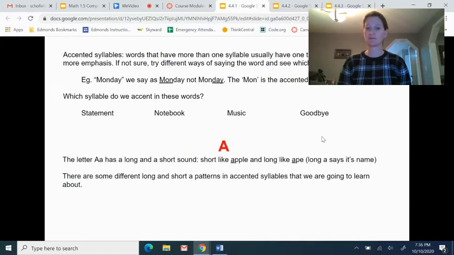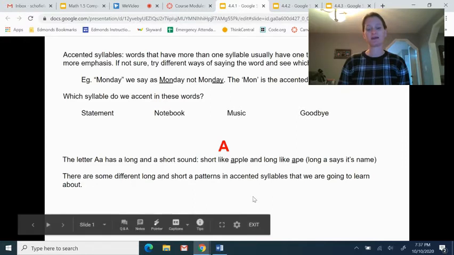And we are looking for the long and the short A sound. So the letter A has a long sound, like A, ape, when it says its own name, and it has a short sound, A, like apple. And there are some different long and short A patterns and accented syllables that we're going to learn about.